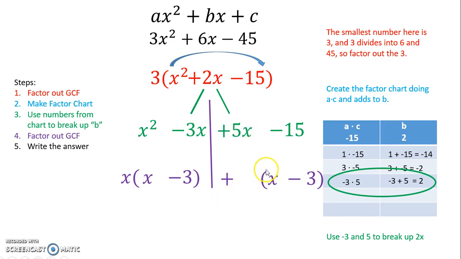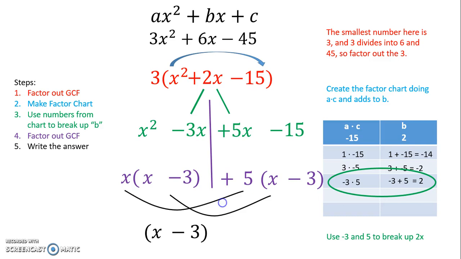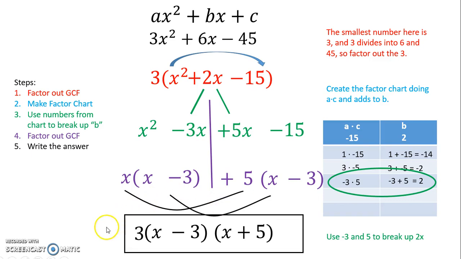5 divided by 1 is 5, negative 15 divided by 3, so I need a positive 5 here. Group with a swoop, write down the one factor, x minus 3. My other factor is made with the numbers on the outside, or the values outside, x plus 5. I had a GCF, I wrote it down, I put a box around it, that is my final answer. Off to the next problem.